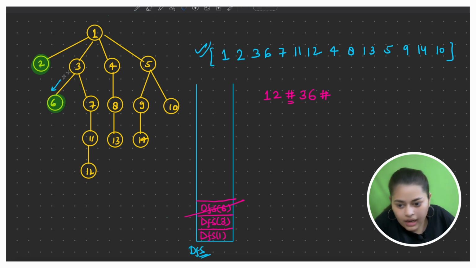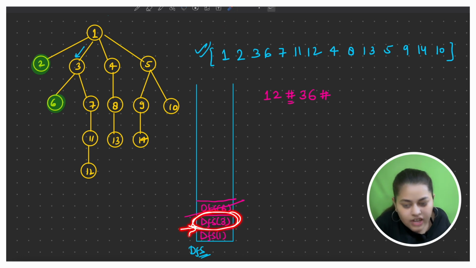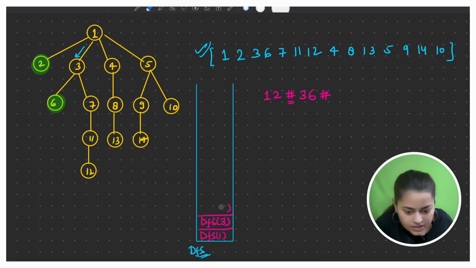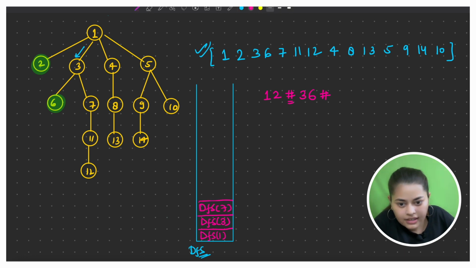Okay, then we'll come back to this 3, because at the top there is 3 present. We'll see, is there any other child for 3? Yes, there is one more child for 3, which is 7. So now the call for 7 will be made. So let's push DFS7 to our stack. Perfect, right?